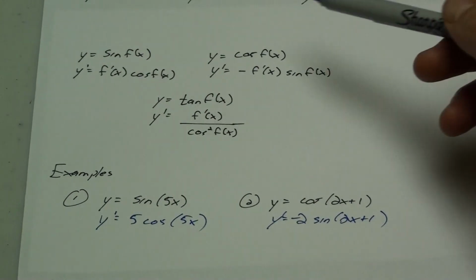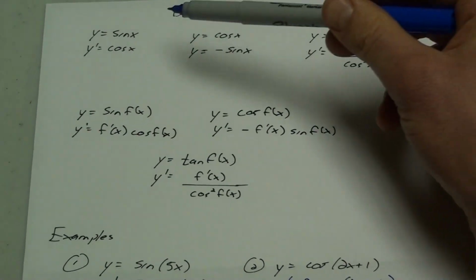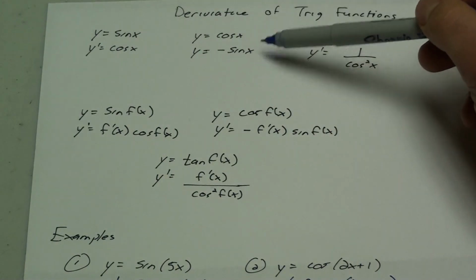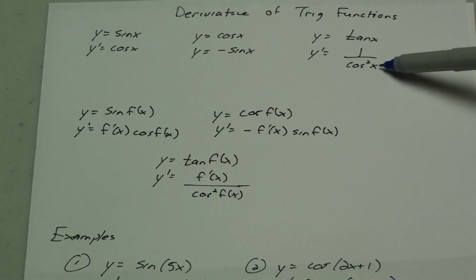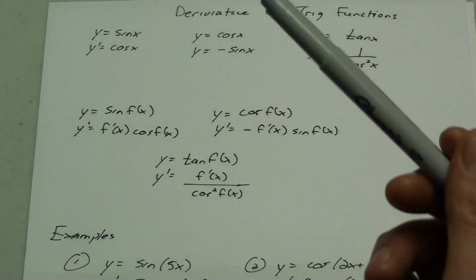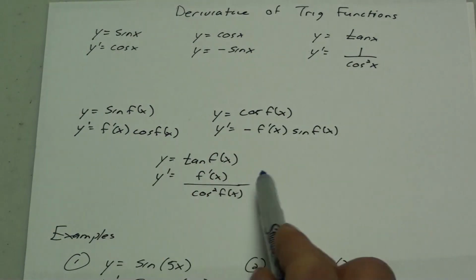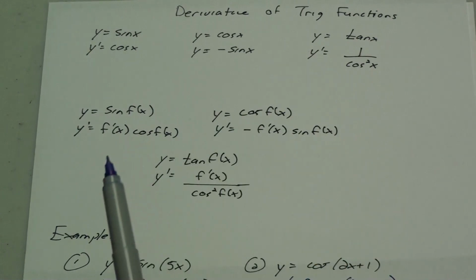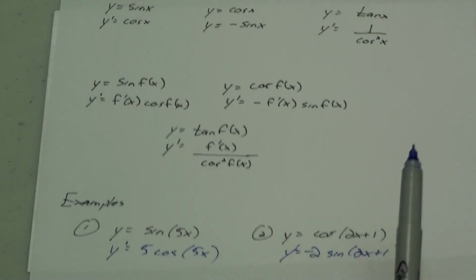Okay? Here are your equations again. Sine becomes cos, cos becomes negative sine, tan becomes 1 over cos squared. And then in the examples where you have an angle, it's not just x. You have to take the derivative of the angle and multiply it each time in front. Okay? So here are some other examples.